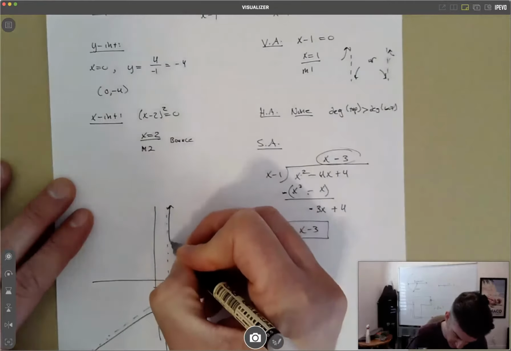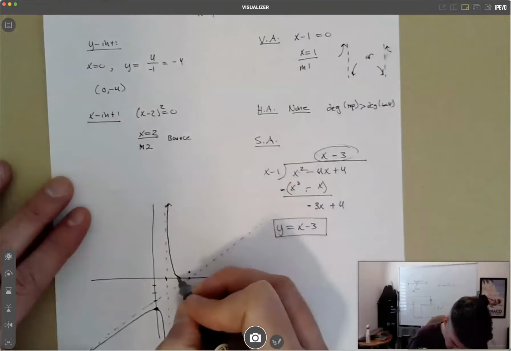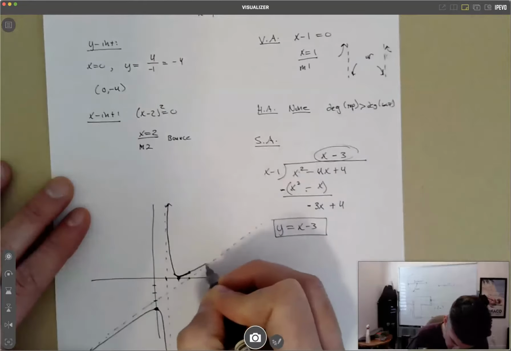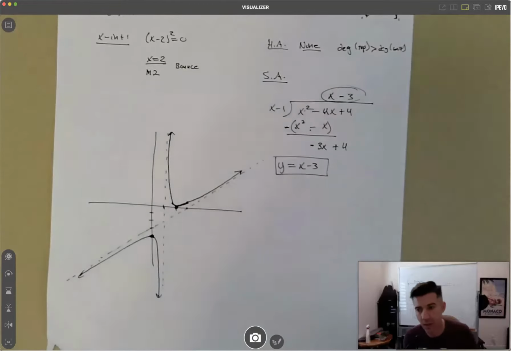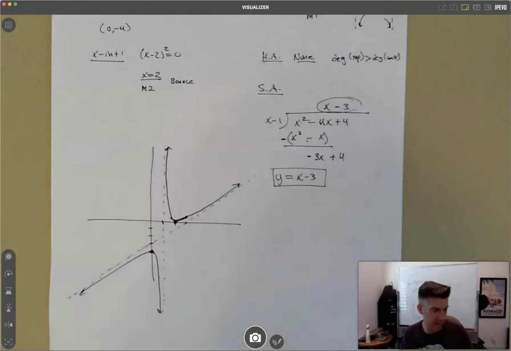It's going to come down this way. It's going to bounce at 2. And then it's going to get closer and closer to the slant asymptote there. All right. That is the entirety of the fall 2019 practice midterm 2.